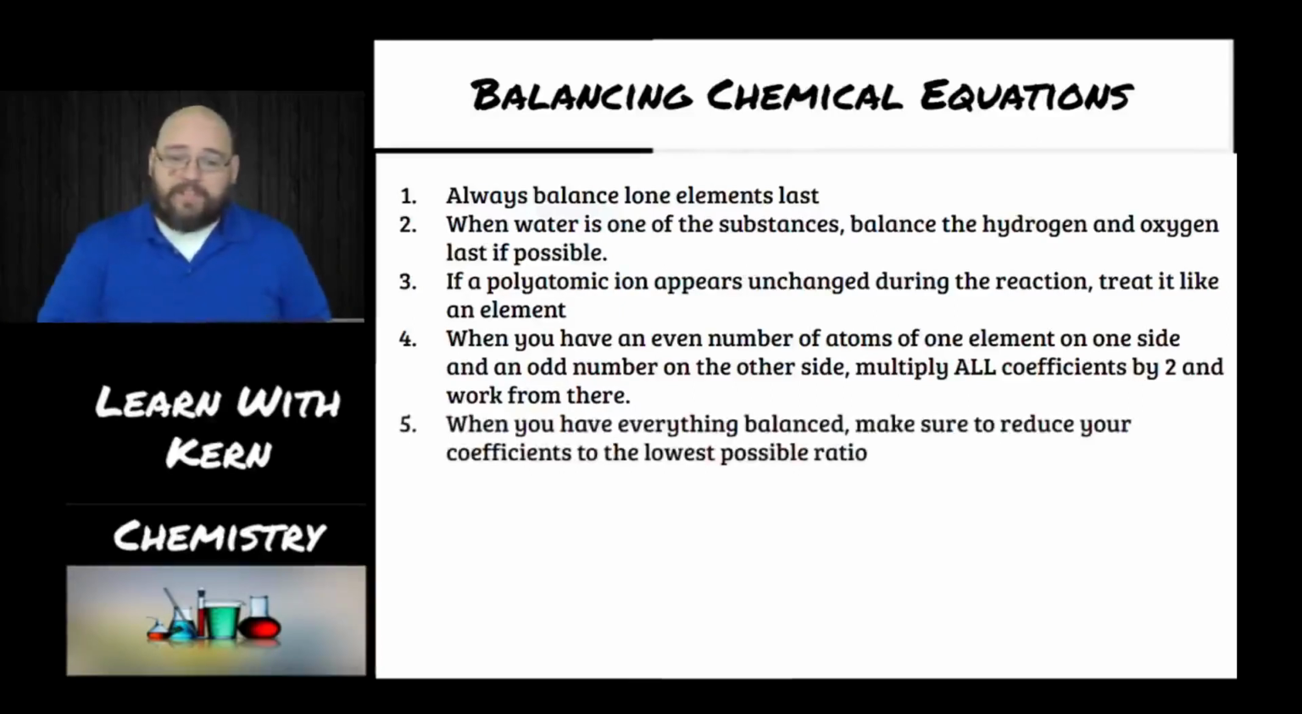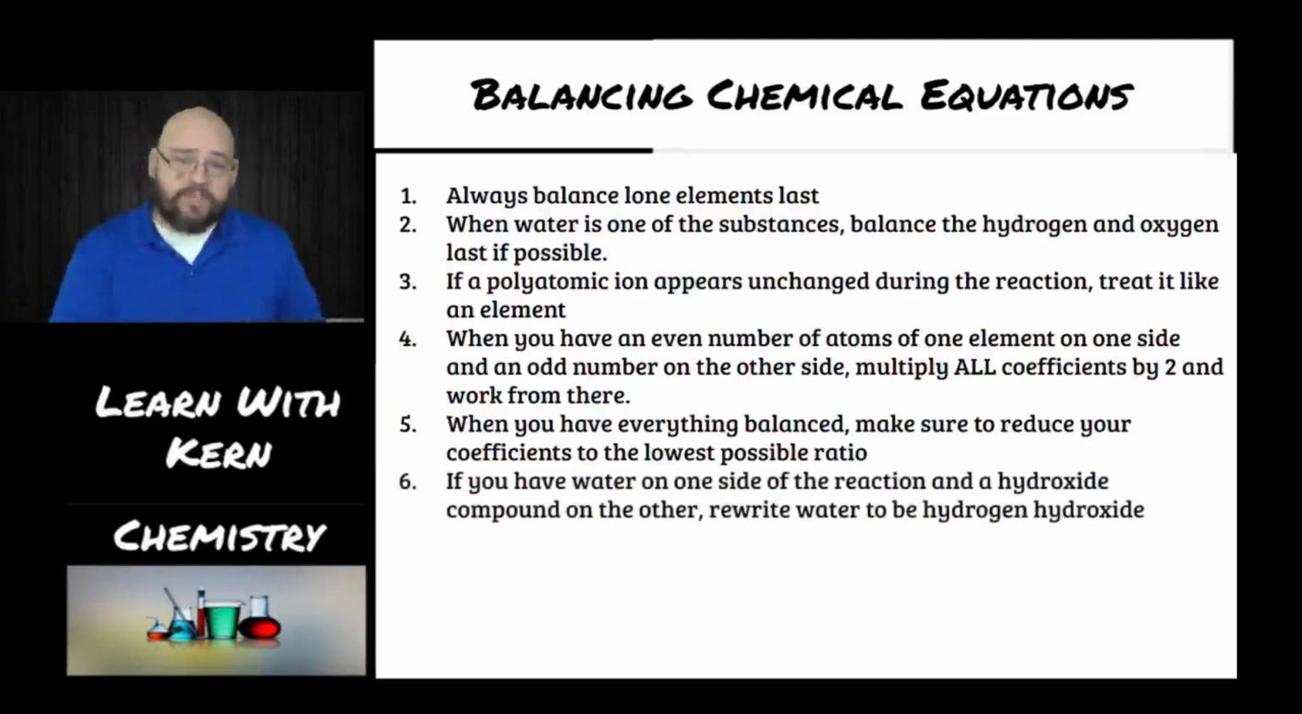When you have everything balanced, make sure to reduce your coefficients to the lowest possible ratio. If you end up with coefficients of 2, 4, 6, and 8, all of those can be divided by 2. So you need to reduce them because the correct balanced equation is always going to be the one with the smallest ratio of coefficients. So if you get it all balanced and it's 2, 4, 6, and 8, you need to reduce those to 1, 2, 3, and 4, so that you have the smallest possible ratio. That is the correct way to do it.